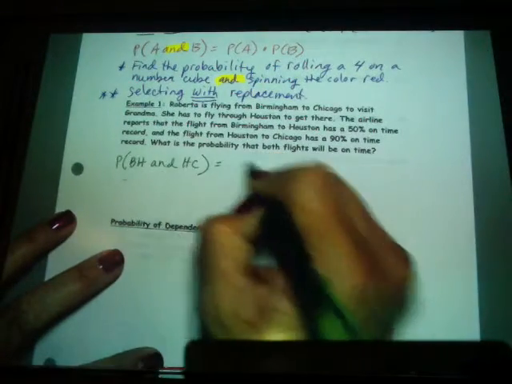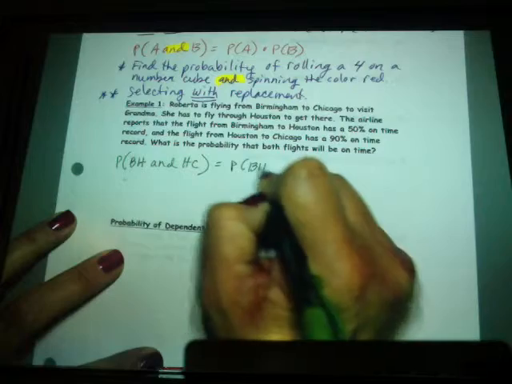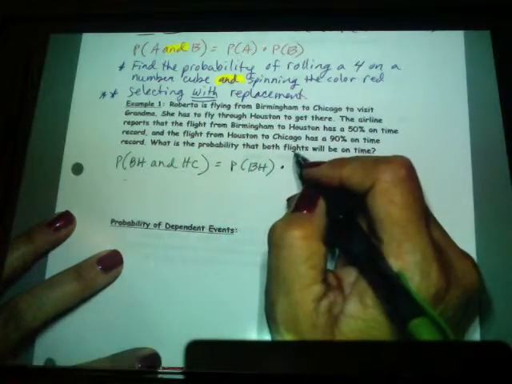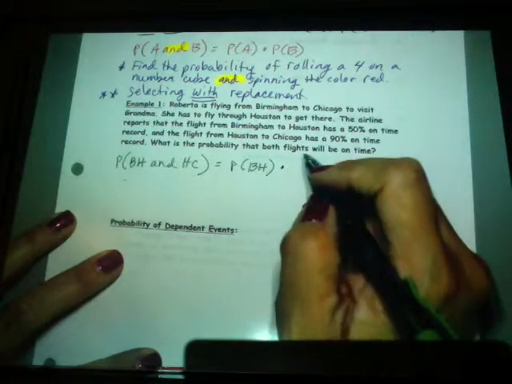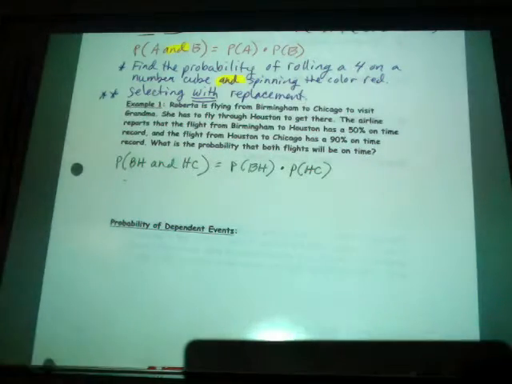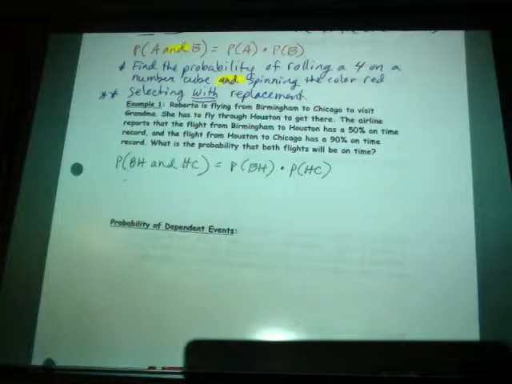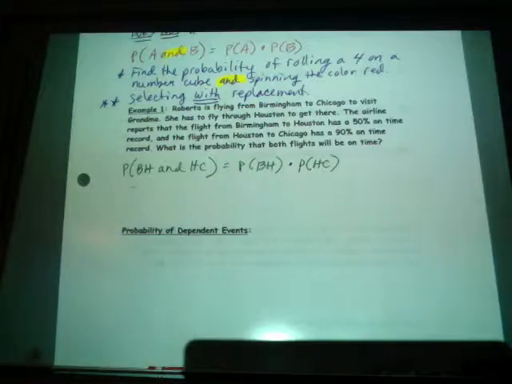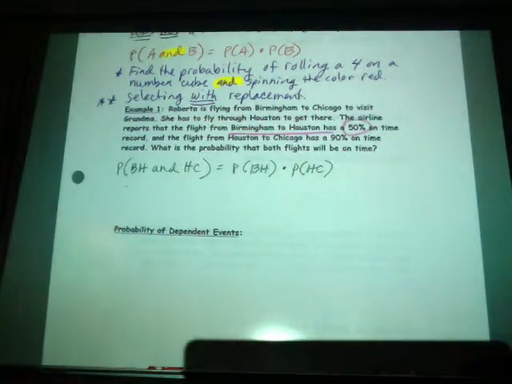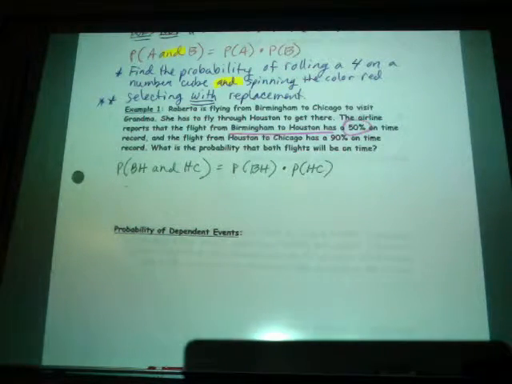So according to what we did above, we're going to find the probability of being on time from Birmingham to Houston. I'm going to multiply it. Everybody should be writing, unless you have ESP, which I don't think any of you do. Times the probability of the Houston to Chicago flight of being on time. Now, they actually gave us those probabilities, didn't they? So the Birmingham-Houston flight has a 50% on-time ratio. Do I put 50 in here? No, what do I put in?